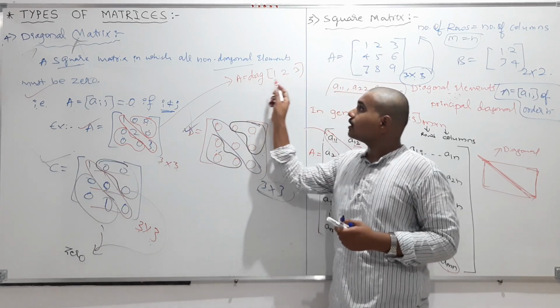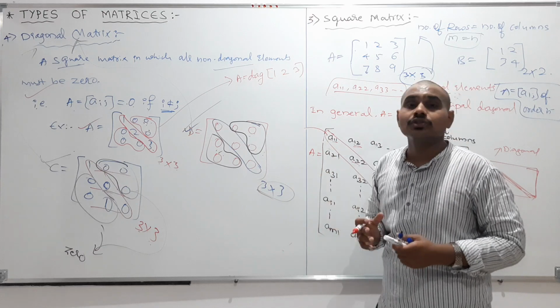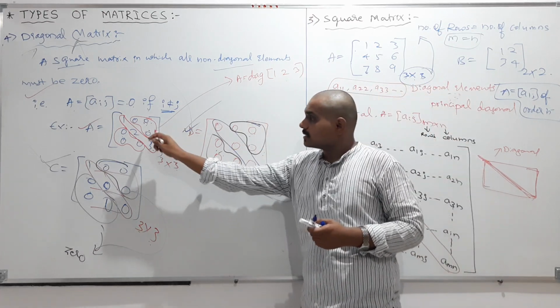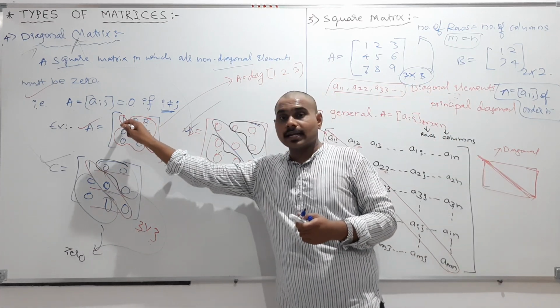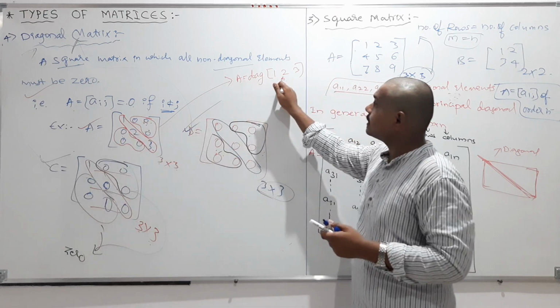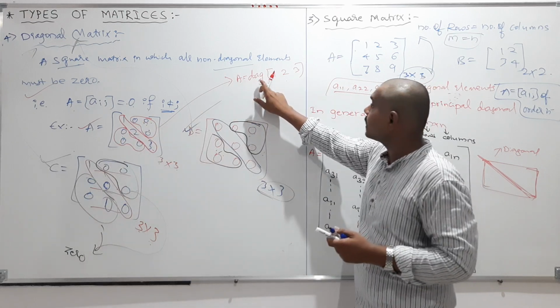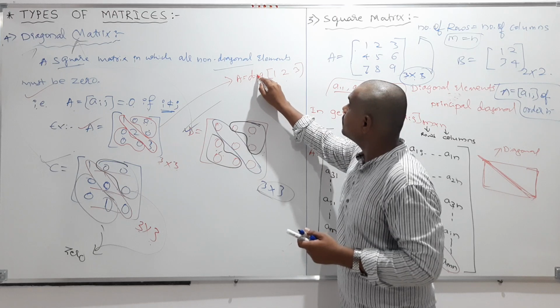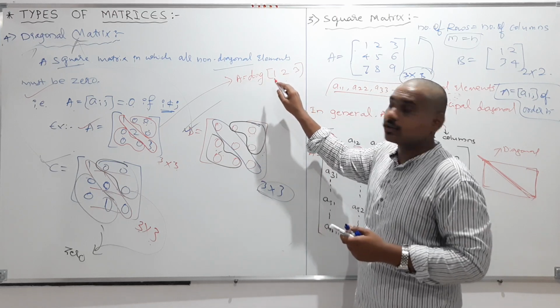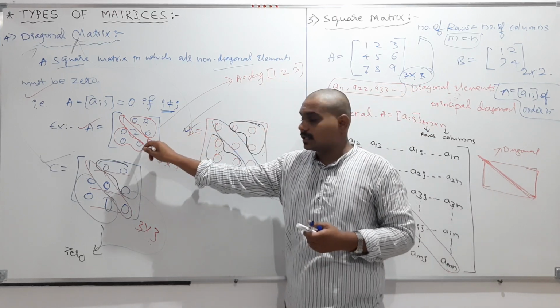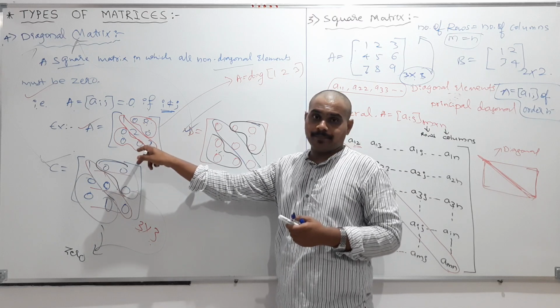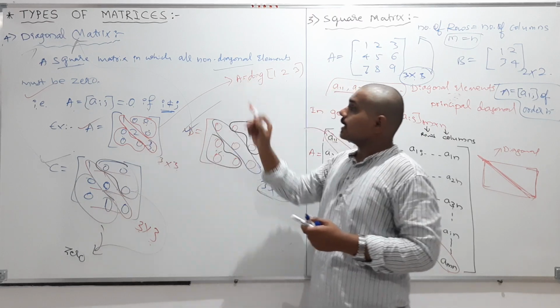If I write diagonal 1 2 3, what you should understand is that this is a diagonal matrix. This notation, in short, we can write like this: diag, diagonal dij, you can write here diag, square bracket 1 2 3. If you write this, it means this matrix only. So this is the notation for the diagonal matrix.